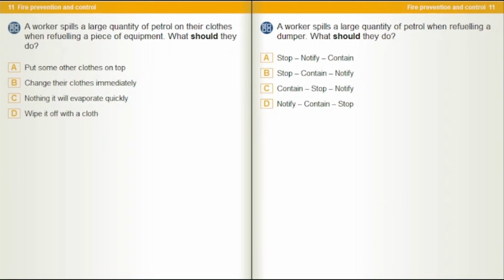A worker spills a large quantity of petrol on their clothes when refueling a piece of equipment. What should they do? Put some other clothes on top. Change their clothes immediately. Nothing. It will evaporate quickly. Wipe it off with a cloth.